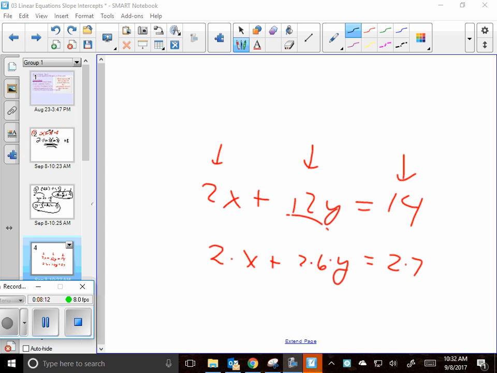Yeah, I can now, just like I multiplied everything by 3 a second ago, I can divide everything by 2. And then, cancel, cancel, cancel, and it's x plus 6y equals 7. That would have been okay also. So there is more than one answer for standard form because you can reduce it.